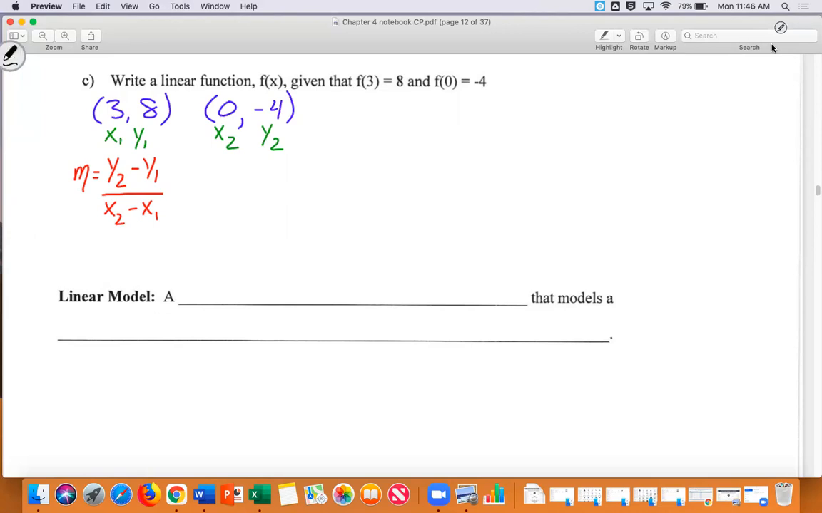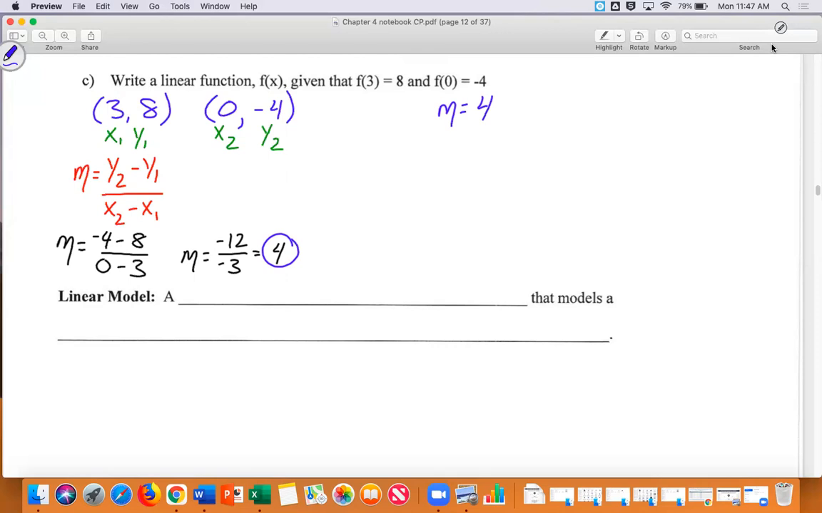Step number 3, substitute. So I have -4 minus 8 over 0 minus 3. -4 minus 8 is -12. 0 minus 3 is -3. So that's equal to 4. So I have my slope. My slope is 4.